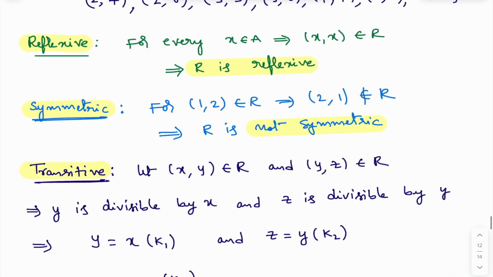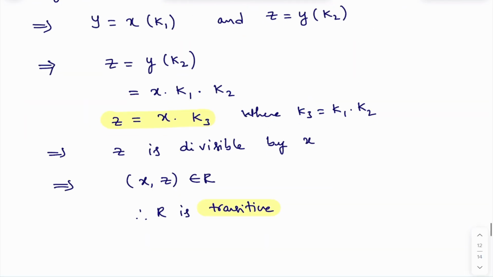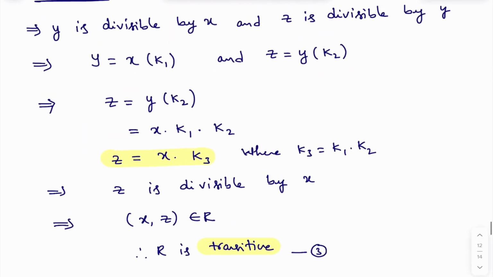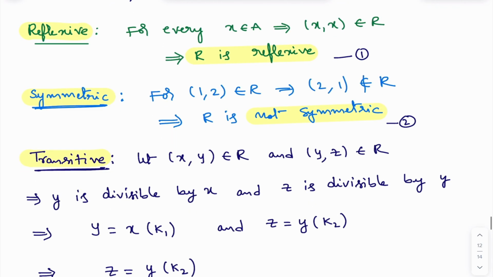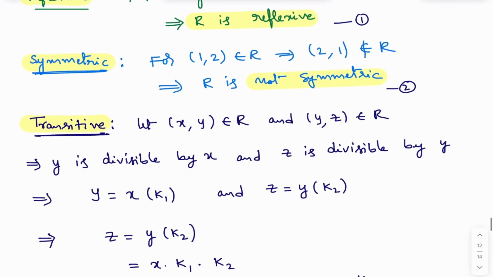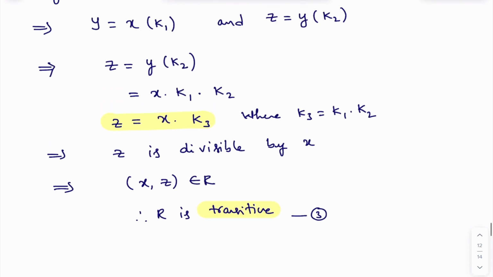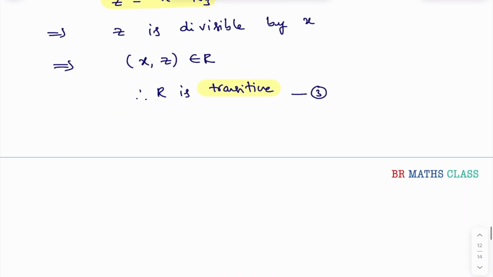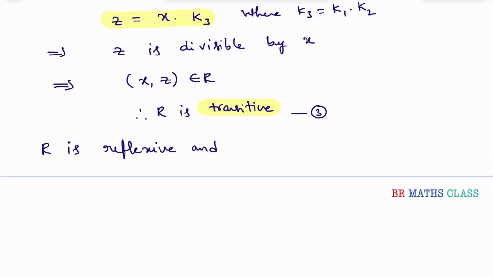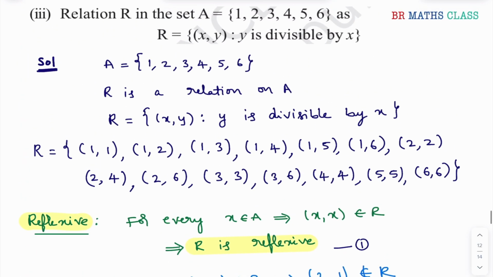Here we'll conclude. This is the first one we got, this is the second one, and this is the third one. So from these 1, 2, 3, we came to know that the relation R is reflexive and transitive but not symmetric. I'll write the same thing: the relation R is reflexive and transitive but not symmetric. This is the conclusion we gave. I hope you understand this solution.